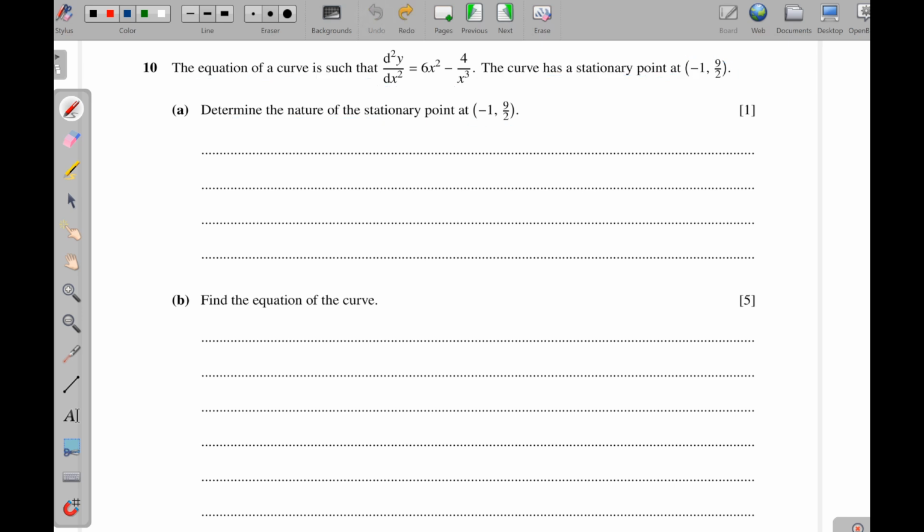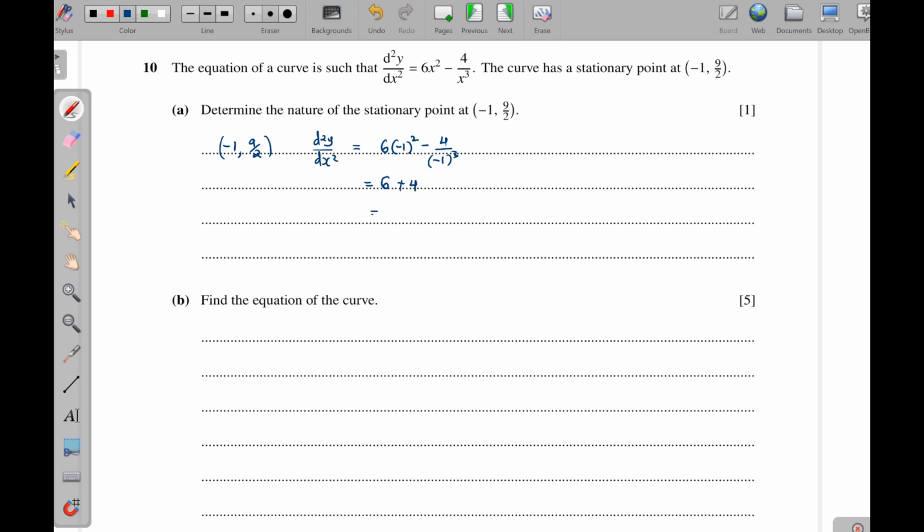So to determine the nature of the stationary point, we just substitute the x coordinate in the second derivative, the d2y dx squared. So this one is going to be 6, then times this negative 1, which is squared, minus 4 out of this negative 1 here, which is cubed. And we know that even power of a negative is always a positive. So that will be positive 1 times 6, that is a 6. And then odd power of a negative is always a negative. So we shall have negative 1 here. So negative 4 over negative 1, that will be a plus 4.